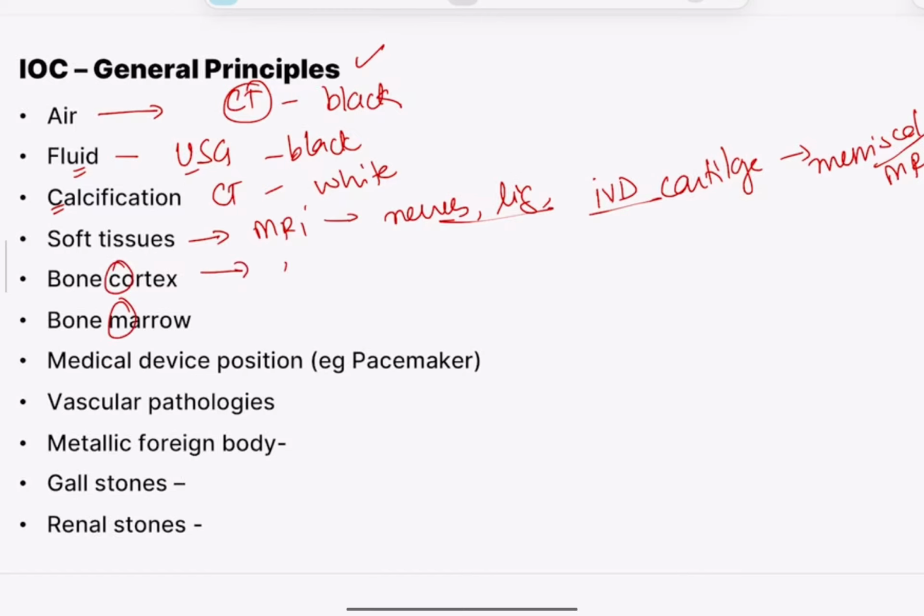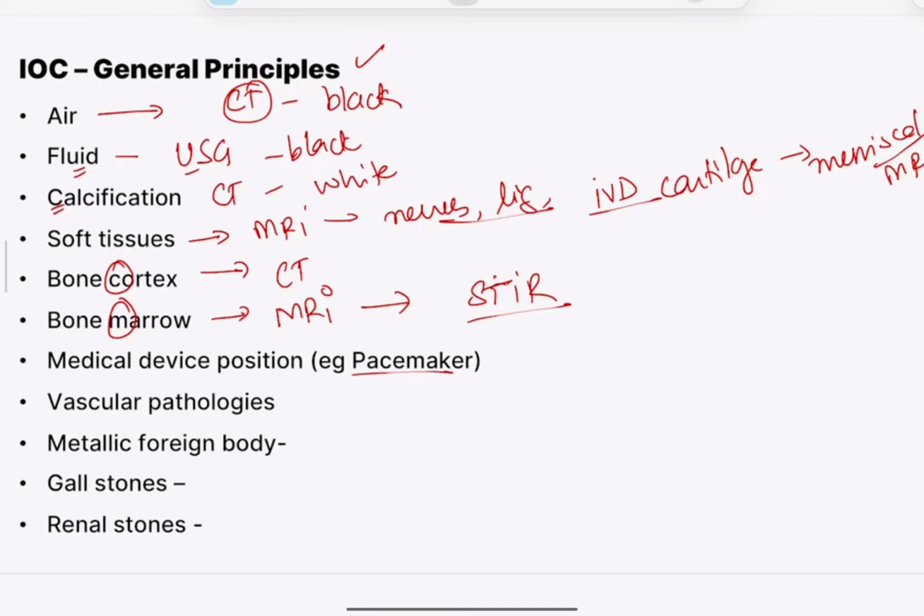Bone cortex, bone marrow, C for C, cortex CT. For bone marrow, it is MRI. What sequence of MRI for bone marrow edema? Remember, there is something called the STIR sequence. Medical device position, for example, pacemaker leads, are they correctly positioned?